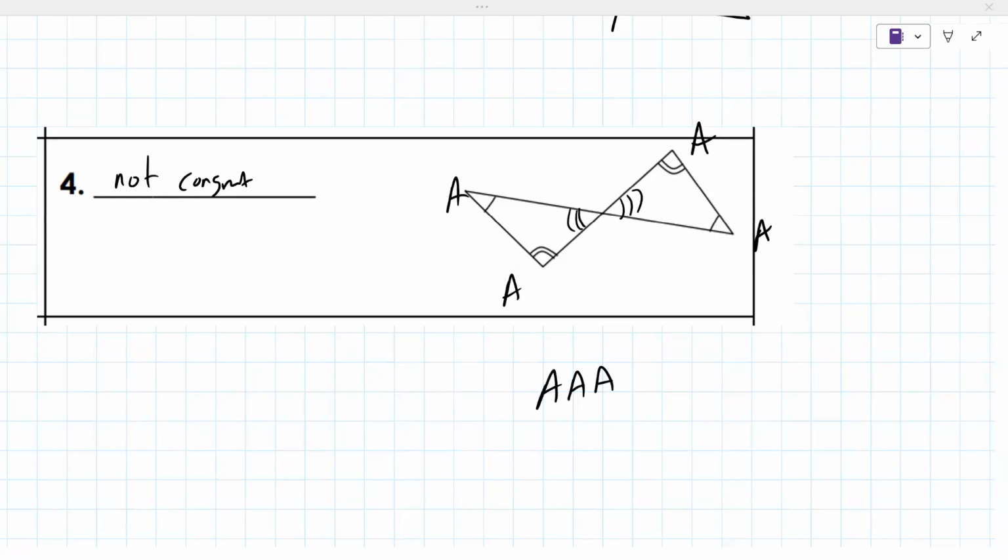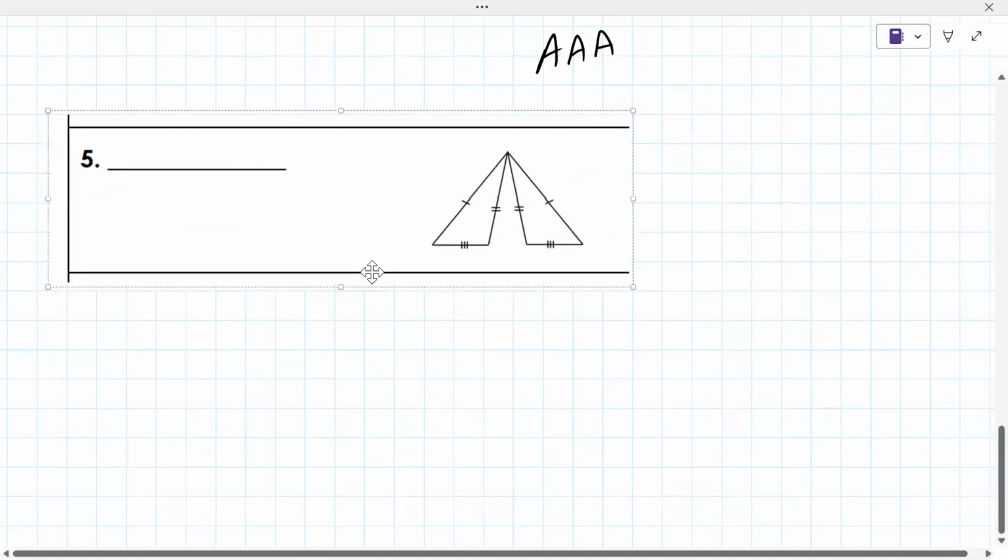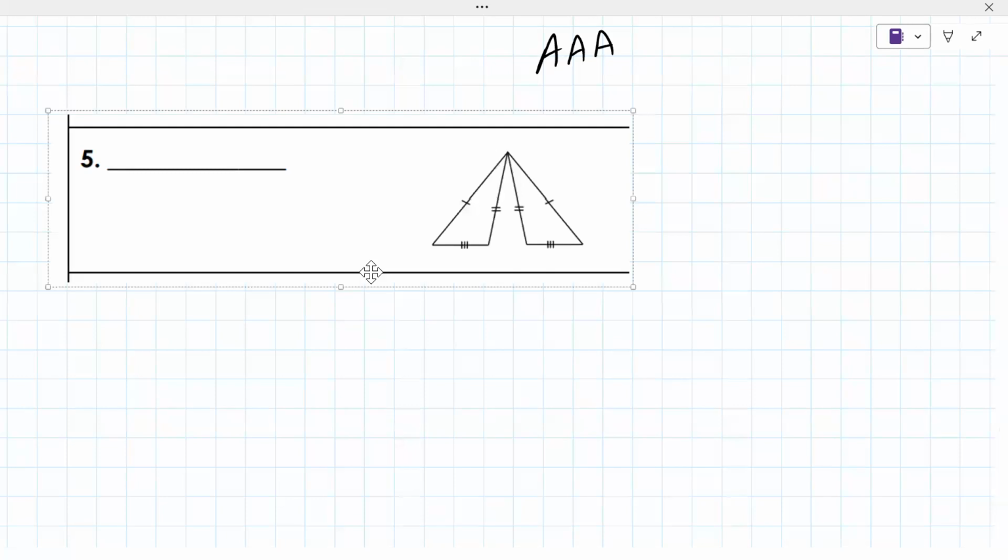Questions on that? Thoughts on that? No questions. Okay. All right. Number 5. Take a look at that. They're all sides. So it's S, S, S. It's SSS. Side, side, side. Very good.